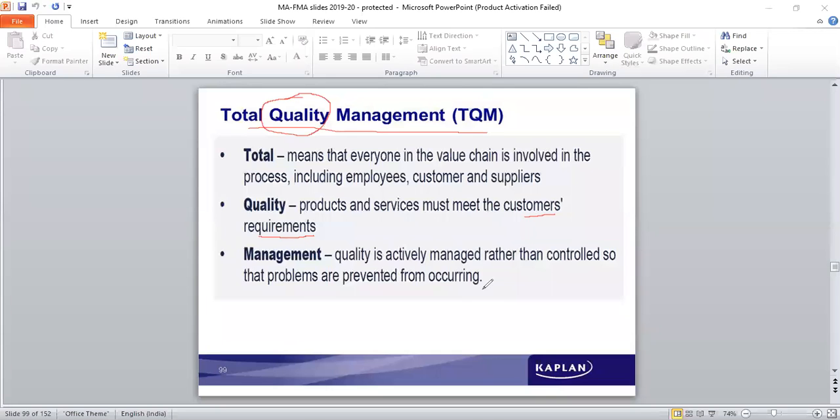TQM also will be studied in PM. TQM again will be repeated in APM. You may have to address one exclusive case study based on TQM in APM. So this is a theoretical concept. The key point you have to remember here is TQM is a continuous effort put in to meet the customer's requirement. To meet the customer's requirement, no defective products are allowed to be produced.